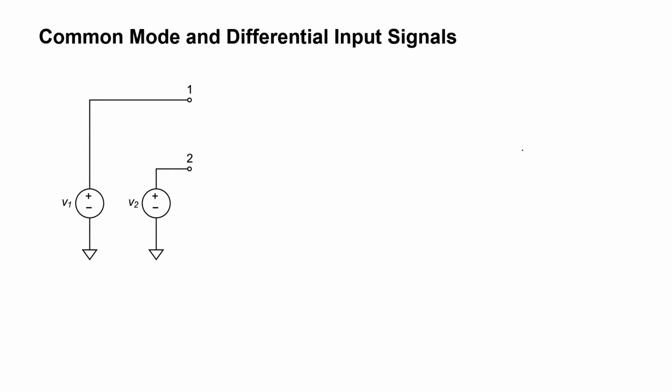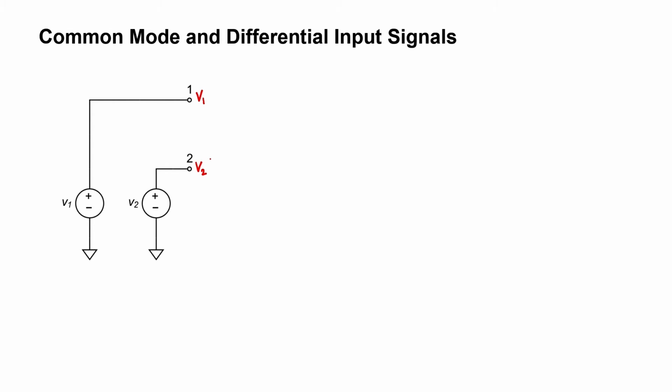Let's look at this in a little more detail. I'm going to now define common mode and differential signals in order to make this analysis a little bit more complete. First, I'm going to look at just two voltage sources, V sub 1 and V sub 2. Relative to ground, the voltage here at this node is V sub 1, and the voltage down here at this node is V sub 2.